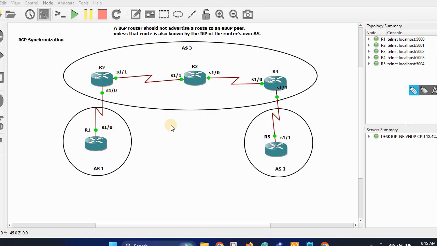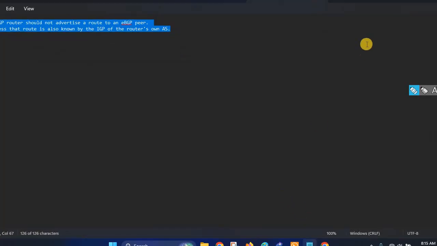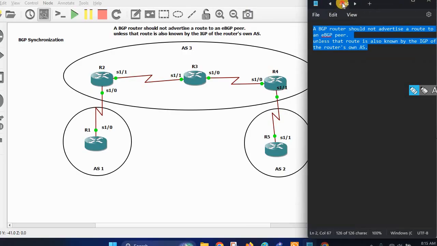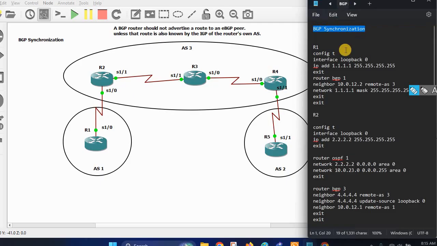Let's see the configuration I have done. This is the configuration for BGP synchronization. What is the BGP synchronization rule?